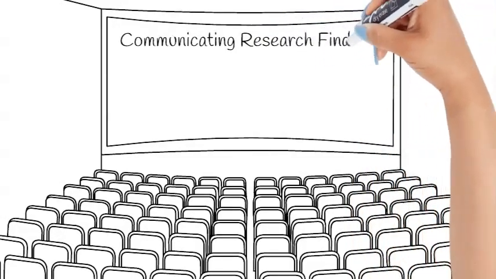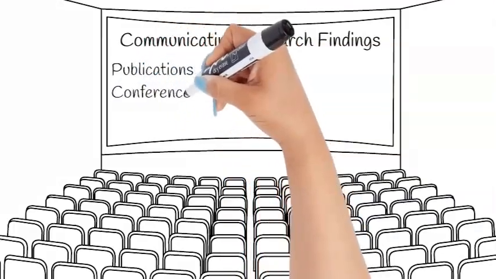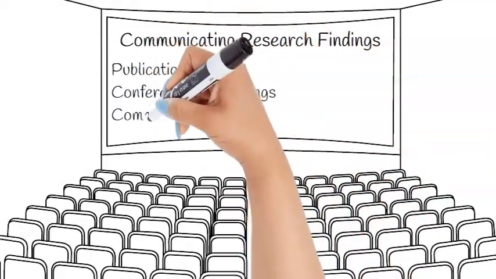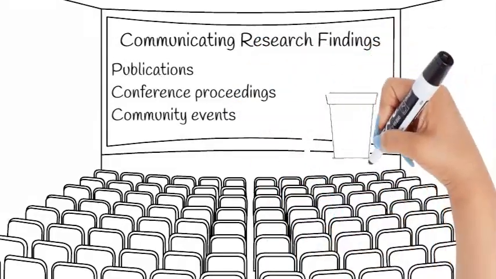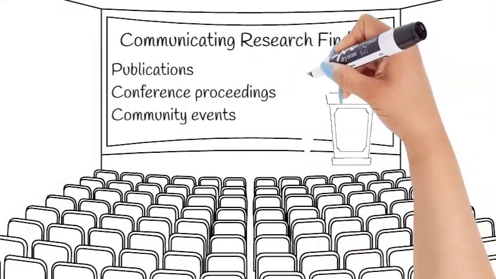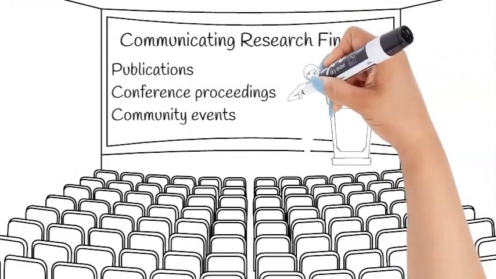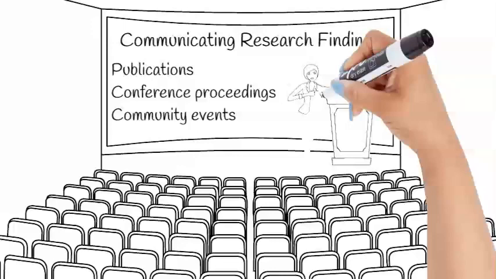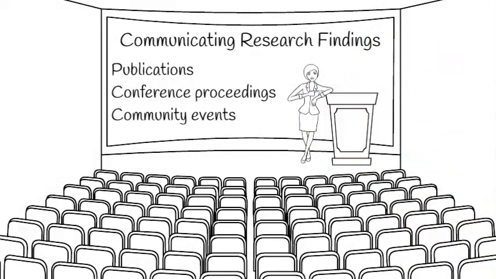Academic publications, such as journal articles, provide a forum for sharing research findings with an audience of scholars and researchers. Conference presentations allow researchers and practitioners to present research findings to a professional audience. Public engagement activities, such as community presentations and workshops, provide a platform for sharing research findings with the community.